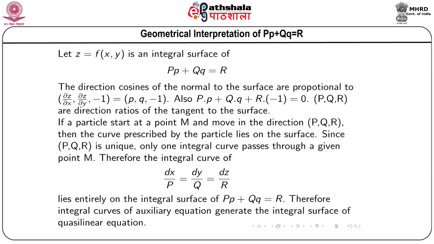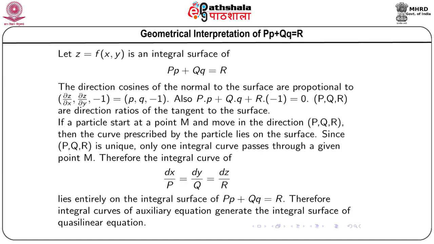Now, if we write the equation of the integral surface in implicit form like f(x, y) minus z equals 0, then the direction ratios of the normal to the surface can be written as del z del x, del z del y, minus 1.